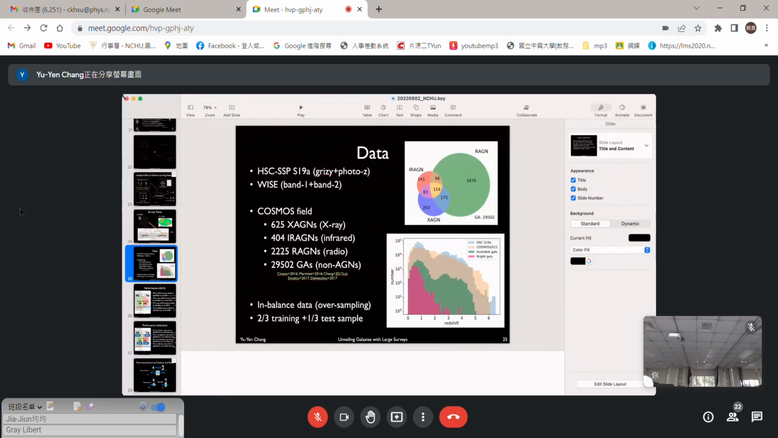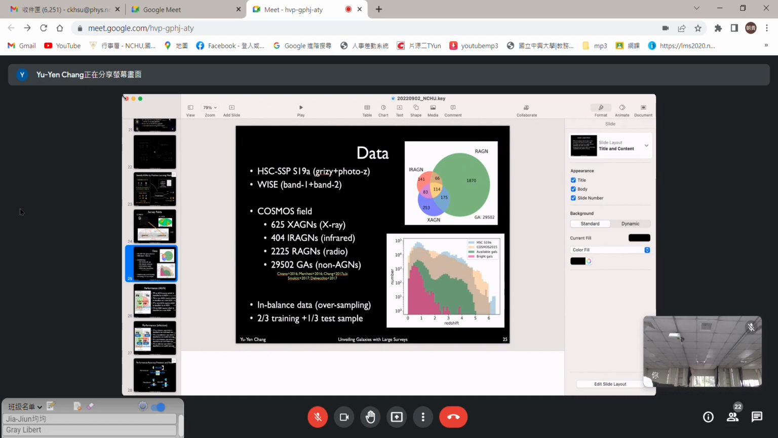But in this one, basically, if your sample satisfies one of them, either radio or IR or X-ray, then you say it's an AGN. Normally if it satisfies one observation, we say it's an AGN. But usually in observation, we still call them X-ray selected AGNs, infrared selected AGNs or radio selected AGNs.